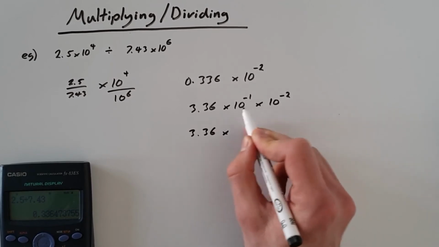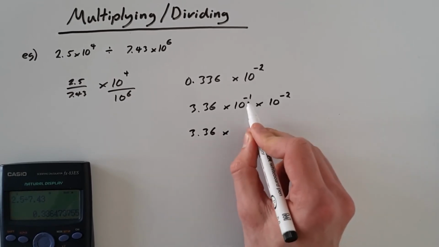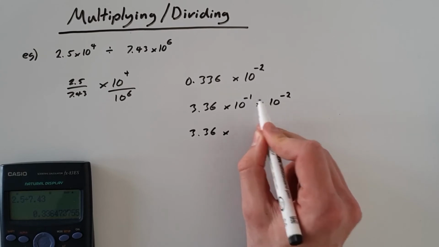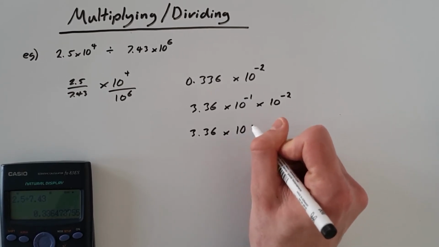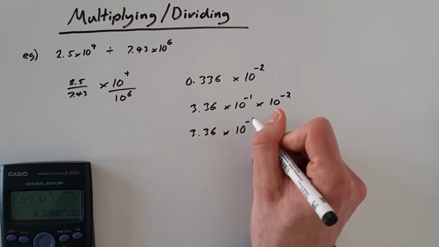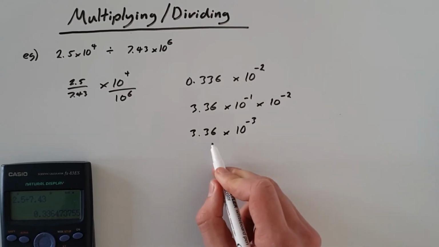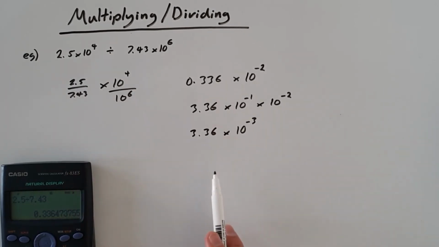So to tidy this up, this would be 3.36. And now that we're multiplying these together again, we now add them. So minus 1 plus minus 2 is minus 3. So that would be times 10 to the minus 3. And that is the answer we get to this division up here.